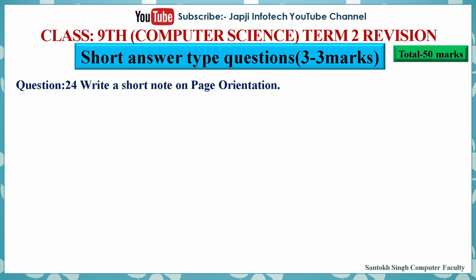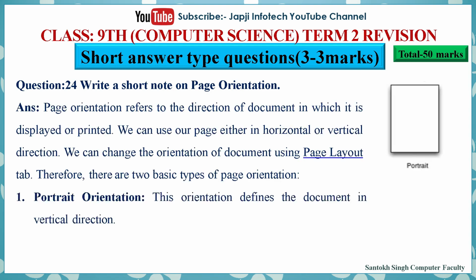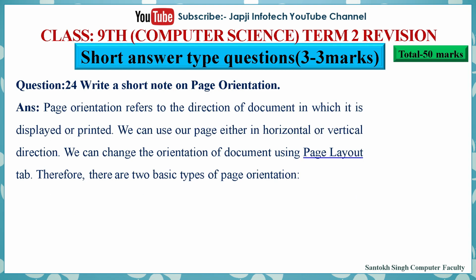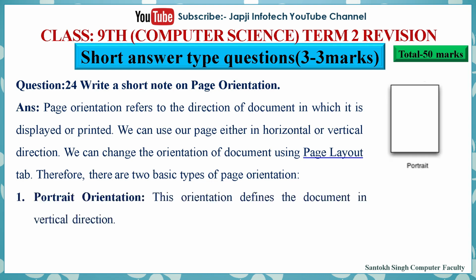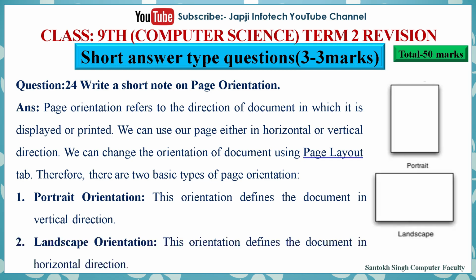And the 24th one is write a short note on page orientation. Page orientation refers to the direction of a document in which it is displayed or printed. We can use our page either in horizontal or vertical direction. We can change the orientation of a document using the Page Layout tab. Therefore, there are two basic types of page orientation. The first one is portrait orientation. This orientation defines the document in vertical direction. And the second one is landscape orientation. This orientation defines the document in horizontal direction.